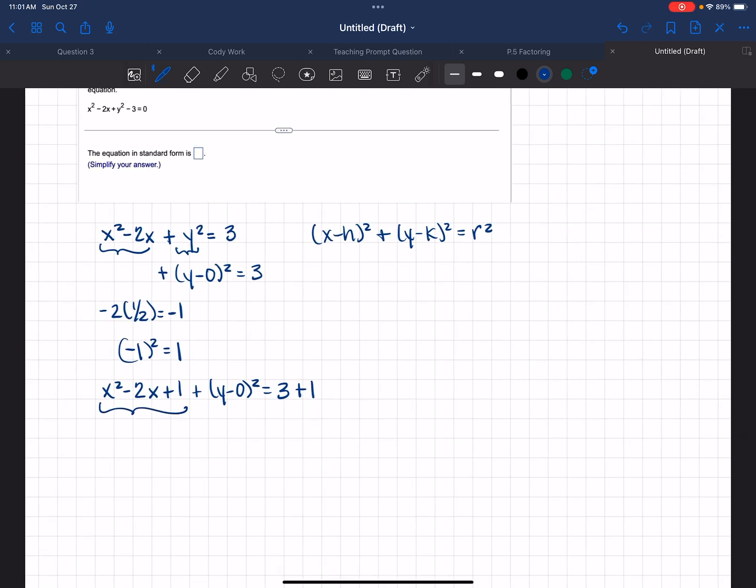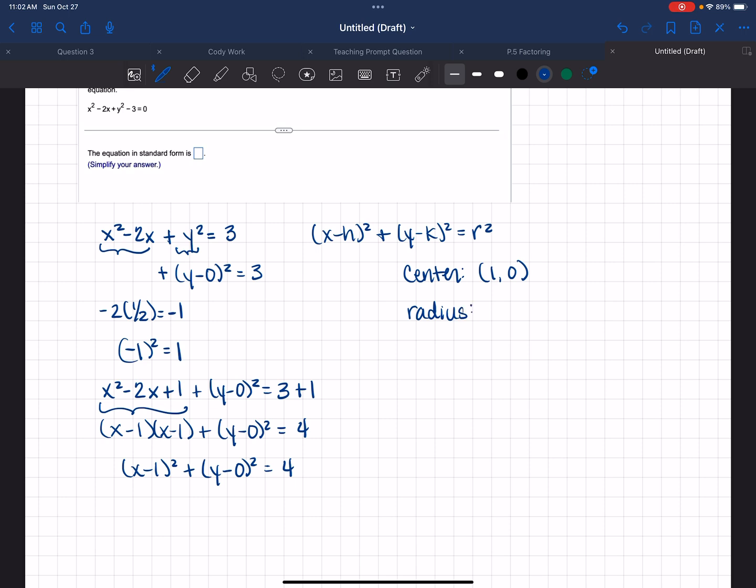Now we're ready to factor this. This is really x minus 1 times x minus 1 plus y minus 0 squared equals 4. Well, x minus 1 times x minus 1 is really x minus 1 squared plus y minus 0 squared equals 4. Okay? Now that gives me, of course, a center of 1, 0, and a radius of the square root of 4, which is actually 2. Okay, remember, we don't use the negative 2 there because a radius cannot be negative. It must always be positive.